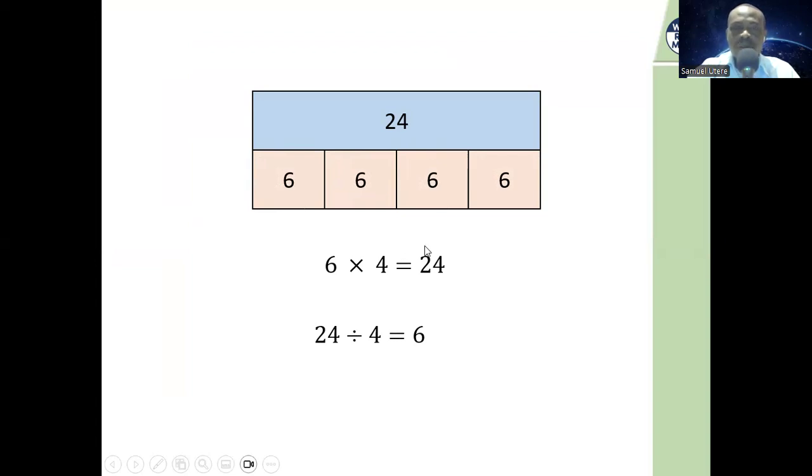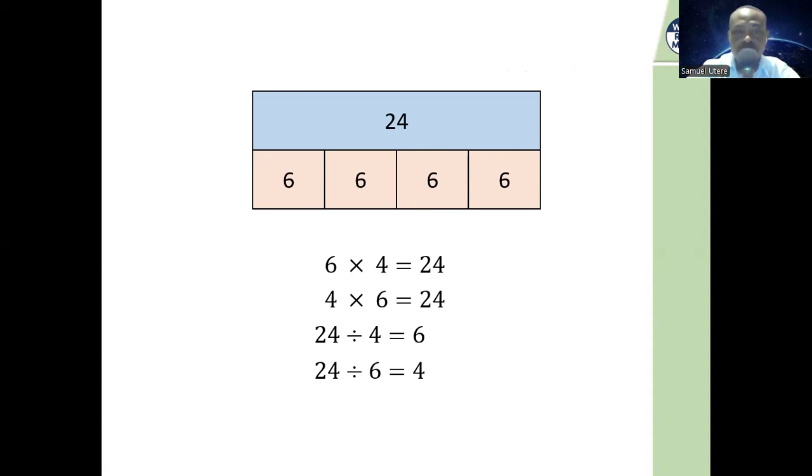We can also write another fact, which is 24 is 4 lots of 6. Or if we look at it as grouping things, we can say 24 divided by 6. So we're putting 24 into groups of 6. It's the same thing as 24 divided by 6. So either way, we've written all the facts we could get from this model.